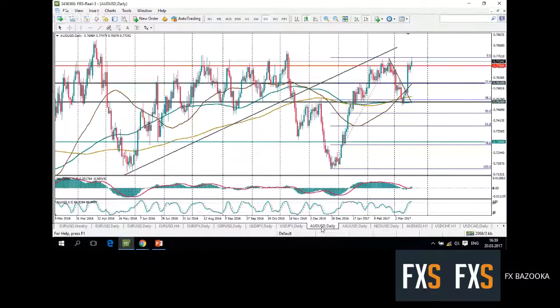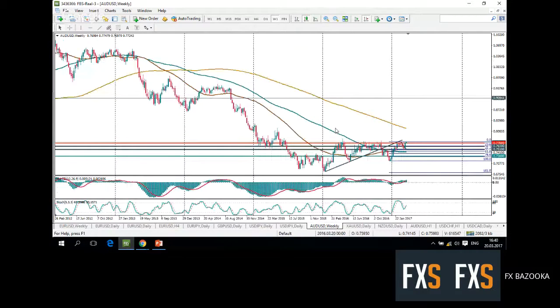Let's have a look at Australian dollar, US dollar. Of course, the weakness of the US dollar led to the appreciation of Australian dollar and other commodity currencies versus the greenback as well. The pair Australian dollar, US dollar has reached February highs in the area of 0.7750, but we can see that this is the area of long-term resistance for the pair.